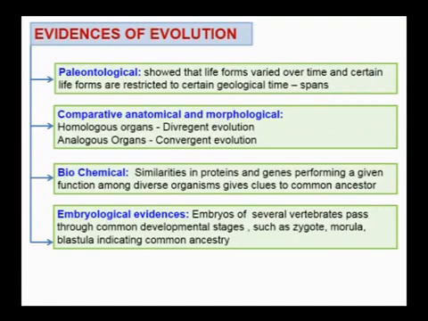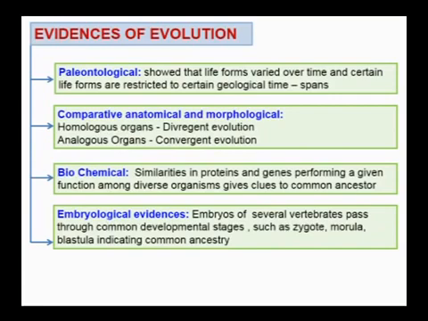Coming to the evidences of evolution of life forms, the important evidences are paleontological evidences. It is based on fossil records and showed that life forms varied over time and certain life forms are restricted to certain geological time.